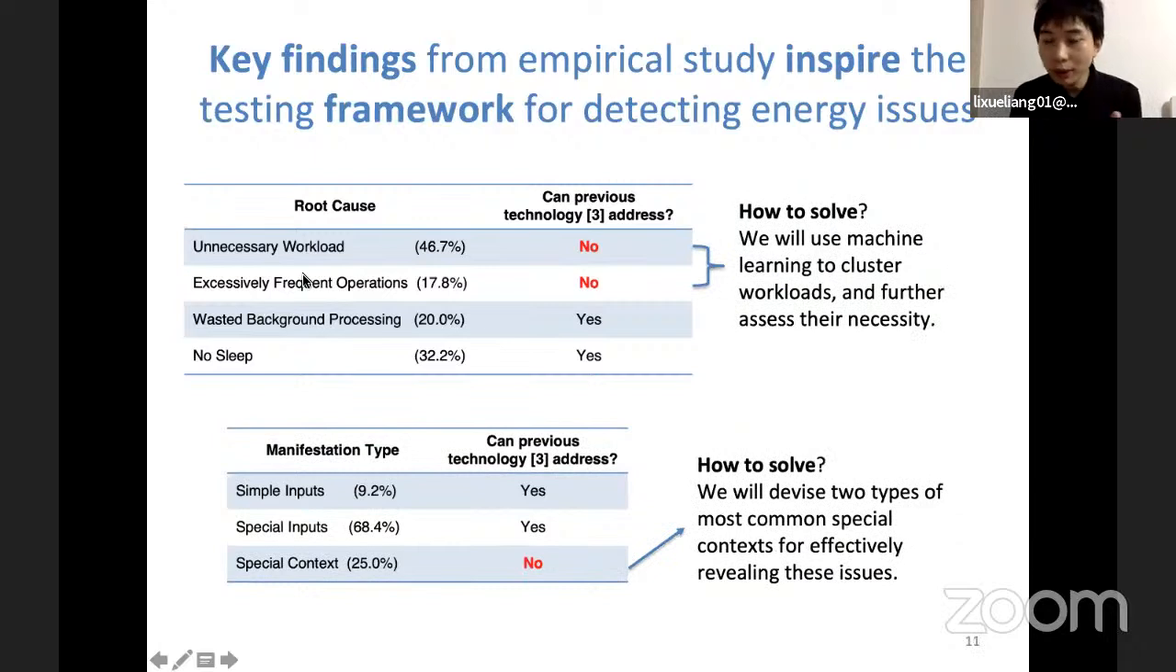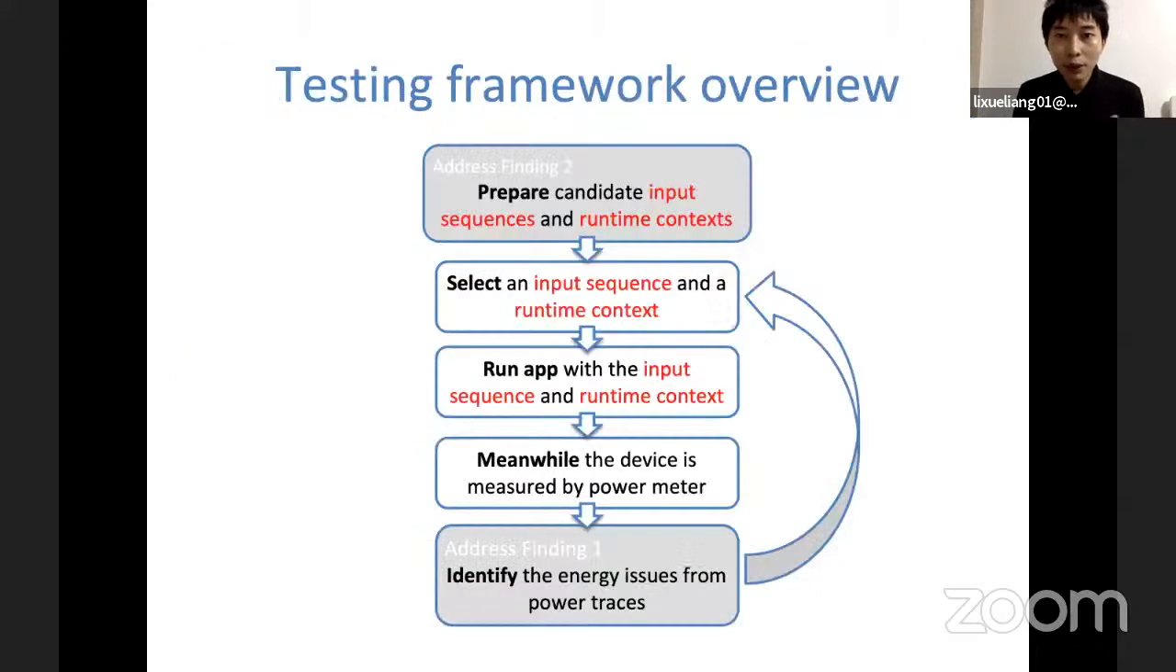So to deal with these two problems, we have two solutions. The first one is we will use a machine learning algorithm to classify our workloads and further assess their necessity. And for the second problem, we will devise two types of most common spatial contexts for effectively revealing them. So we will integrate these two solutions into the whole picture of our testing framework. The overview of our testing framework is shown in this flowchart.